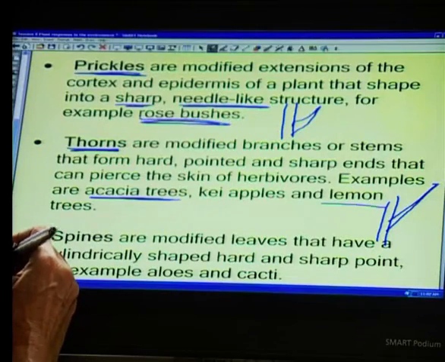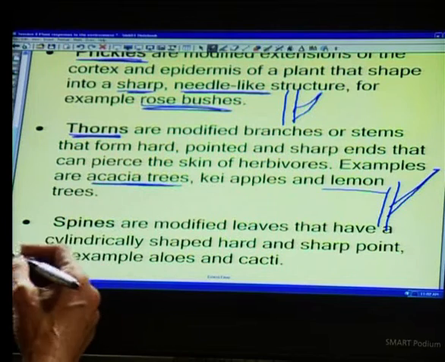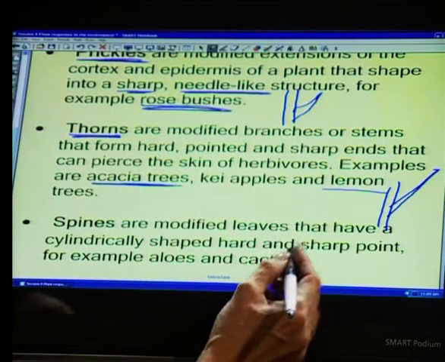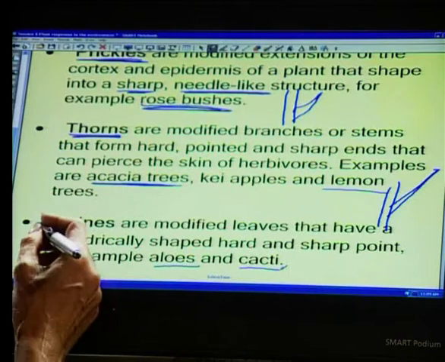And then clearly spines is easy. They are leaves that have cylindrically shaped hard and sharp points, for example, your aloes and your cacti. So those are those really hard prickly things.